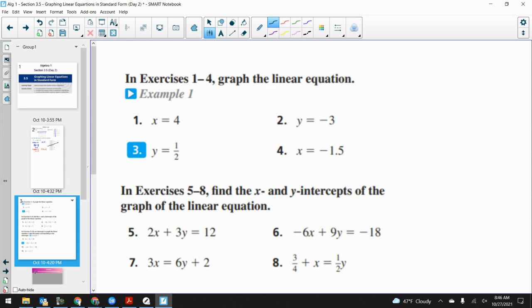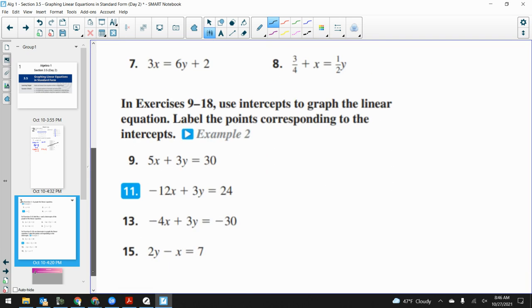I hope there's no questions from 1 through 4. I mean, those should be pretty simple. Again, you just got to learn which one's horizontal, which one's vertical, and then graph it as such. But I'd love to go over at least one from questions 5 to 17. So you pick. Okay, go ahead.